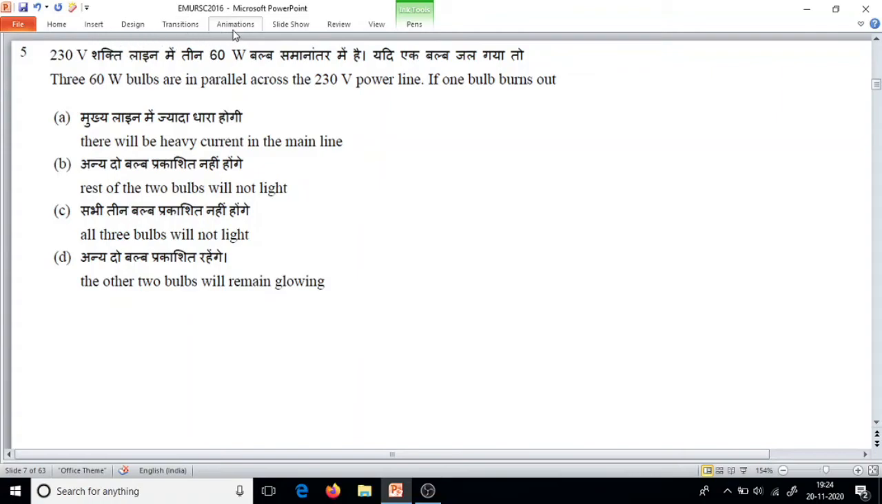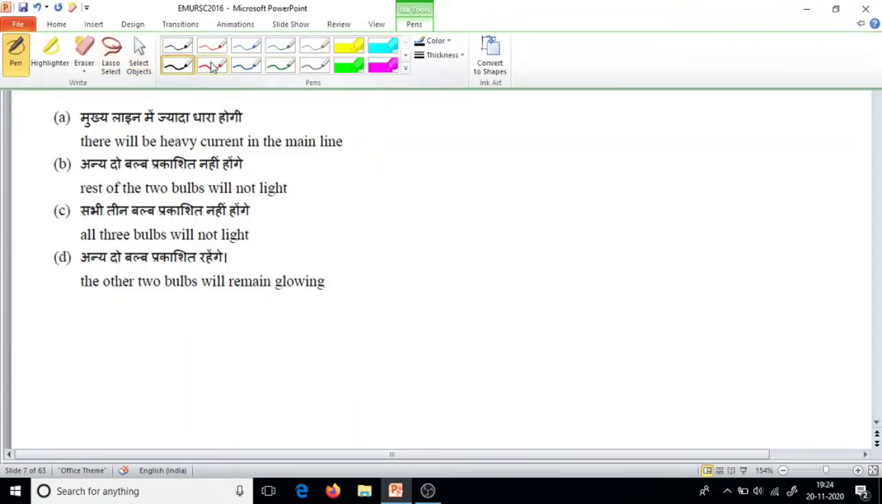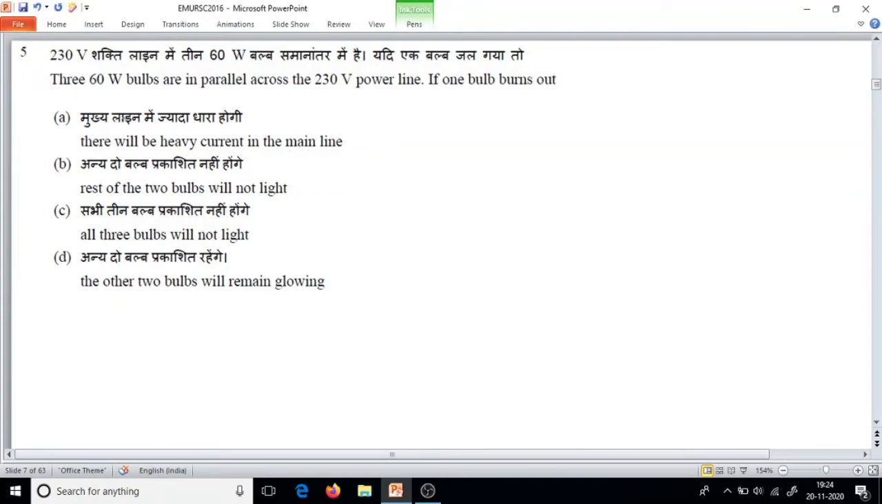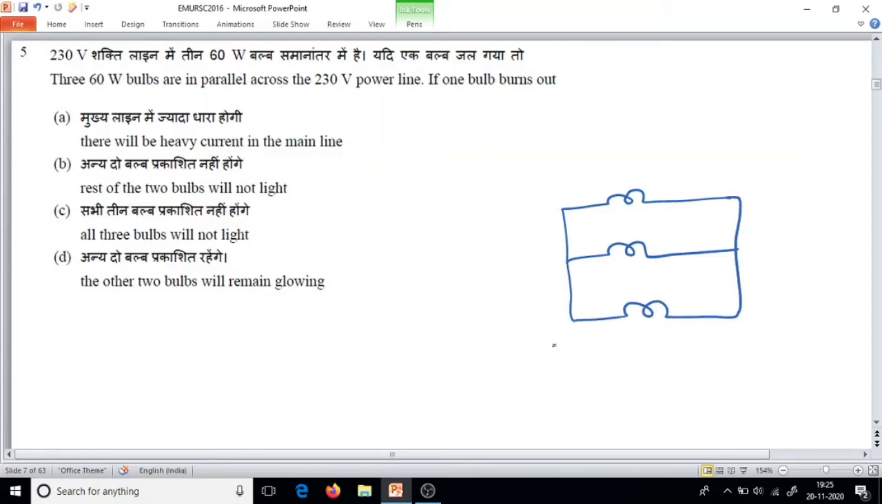Now for question number 5. 3 60-watt bulbs are in parallel across a 230 volt power line. That means there are 3 bulbs. There's a second bulb, there's a third bulb, and this is connected to the 230 volt AC. This 230 volt AC is always the RMS value.